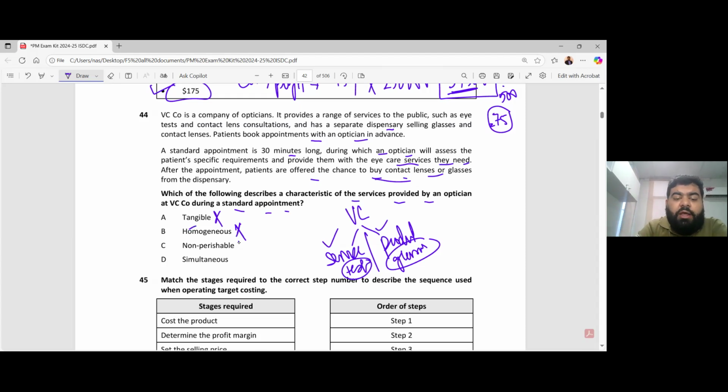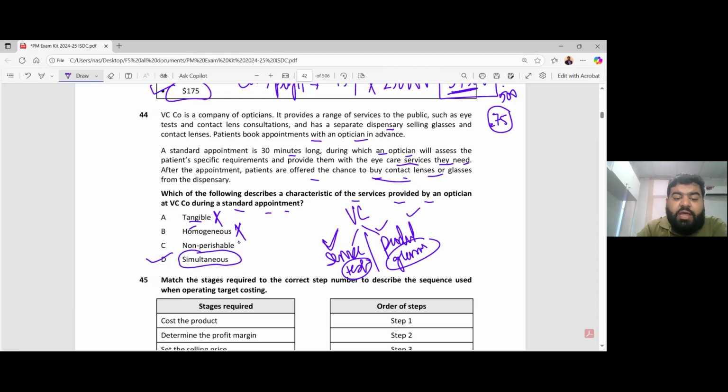Products are tangible, but services are not. That's why it's not the answer. Services are heterogeneous, but products are homogeneous. So again, both of them do not apply to the whole business. Homogeneous is not for the entire operations. Services are perishable, but products are non-perishable, they can be stored. Okay, D is simultaneous.